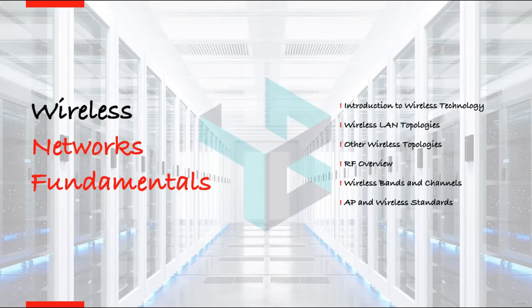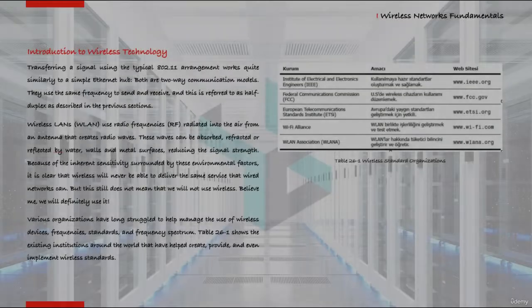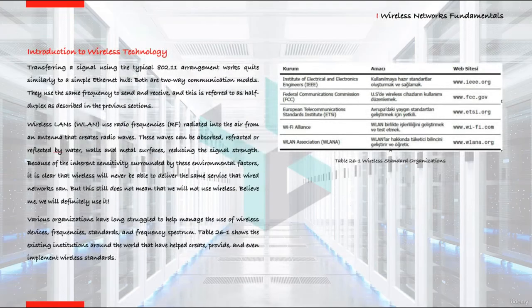In this lesson we will cover the basics of the wireless network. First we will introduce wireless technology, wireless LAN topologies, other wireless LAN topologies, and an overview of radio frequencies. Then I will tell you about the wireless band and channels, and finally we will finish this lesson by explaining the access point and wireless standards. Now let's start with the introduction to wireless technology.